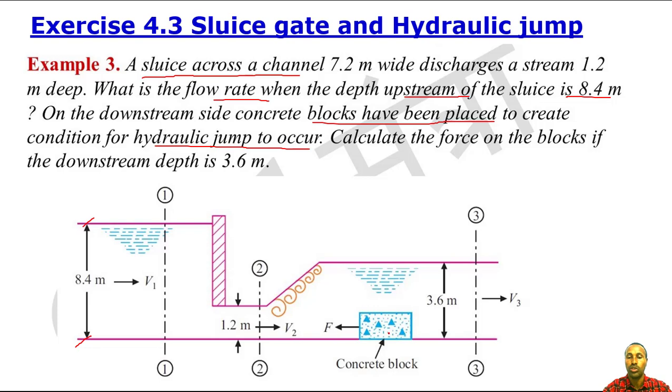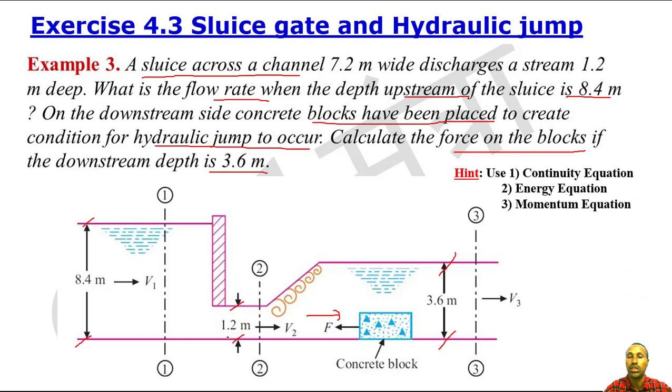So this is a chute block, which the water is going over. Then this chute block is just to dissipate the energy. Then calculate the force on the blocks if the downstream depth is 3.6. So the downstream depth is given 3.6, and also the depth before the jump is already given here. Then it is simple. So the only thing is you will use the three governing equations in open channel flow.